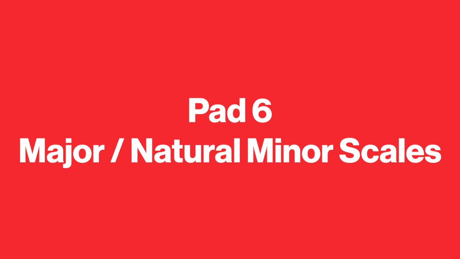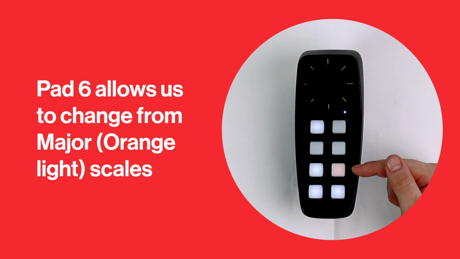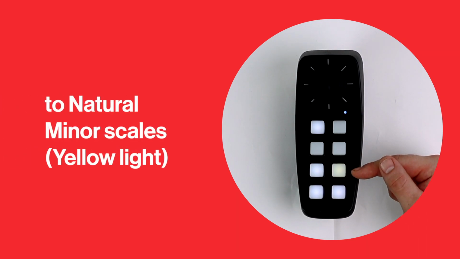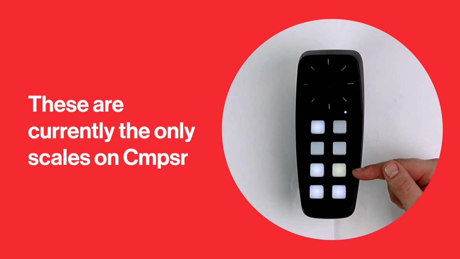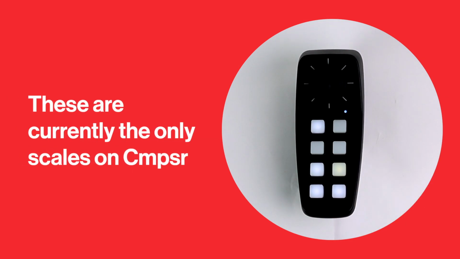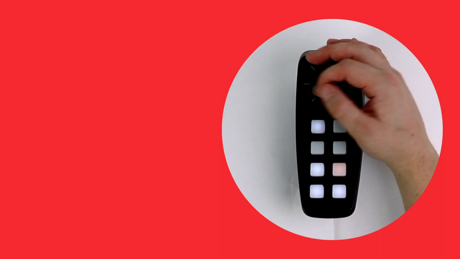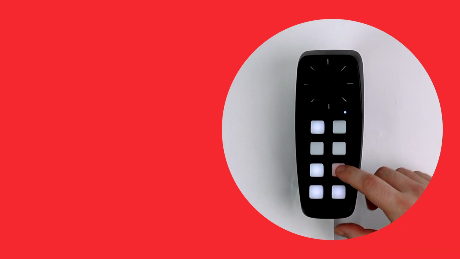Pad 6. Major or natural minor scales. Pad number 6 changes from major, which is the orange light, to minor, which is the yellow light. Currently, there are just 2 scales on Composer, major and natural minor. This is how the major scale sounds. And this is how the natural minor scale sounds.